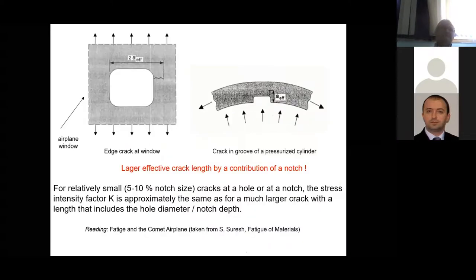Similar comments can be given here. This case here is typical for pressure vessels, but this one is maybe the most important. This is a crack starting from the stress concentration area at the window, airplane window. Actually, this was one of the problems, so-called comet disasters.